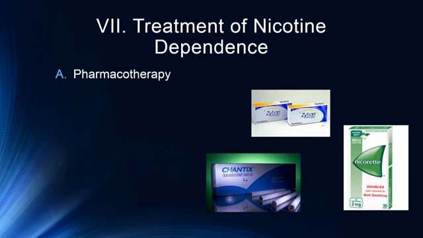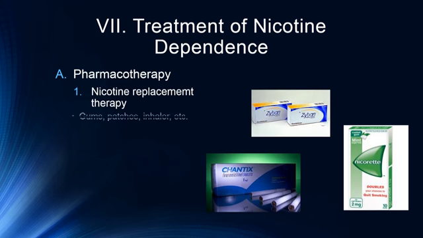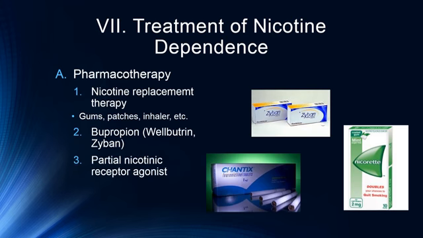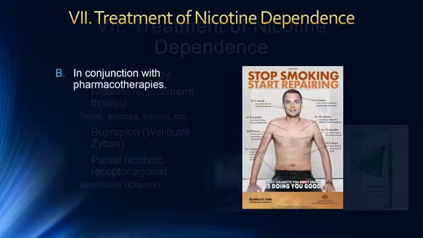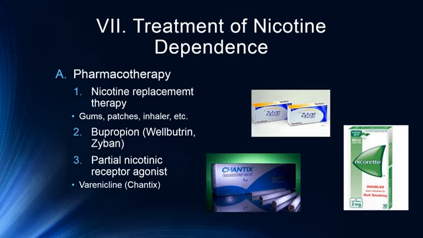How do we treat nicotine dependence? Well, pharmacotherapy is the primary alternative for treating nicotine dependence. We, of course, have nicotine replacement therapy through gums, patches, even inhalers. Bupropion, which is, again, Wellbutrin or Zyban, is another potential treatment. And finally, we have the partial nicotinic receptor agonist varenicline, which is marketed under the brand name Chantix. And this has been demonstrated to be very effective in treating nicotine dependence.